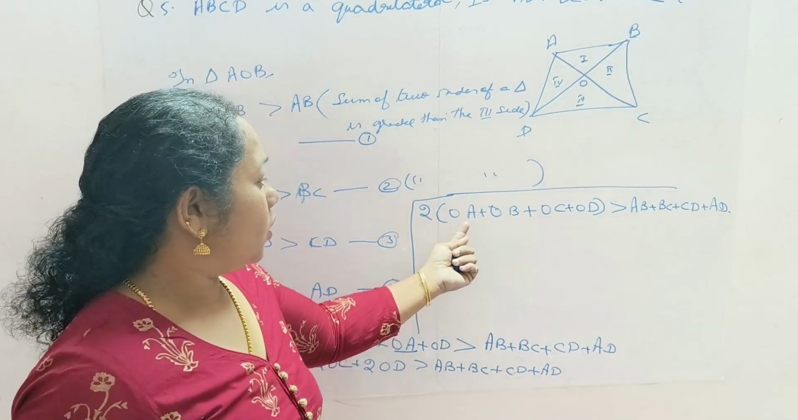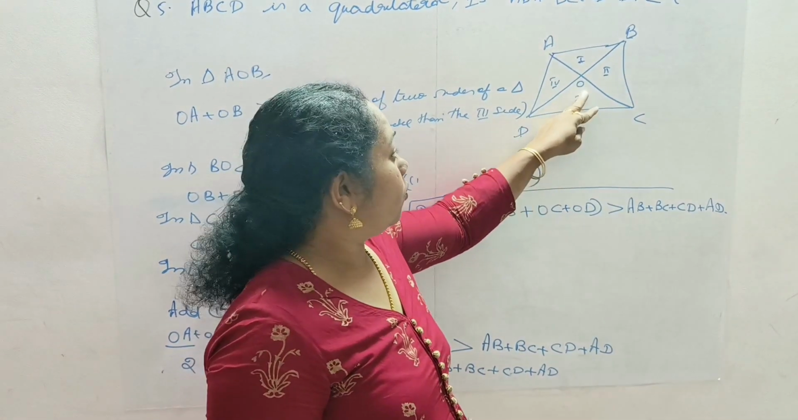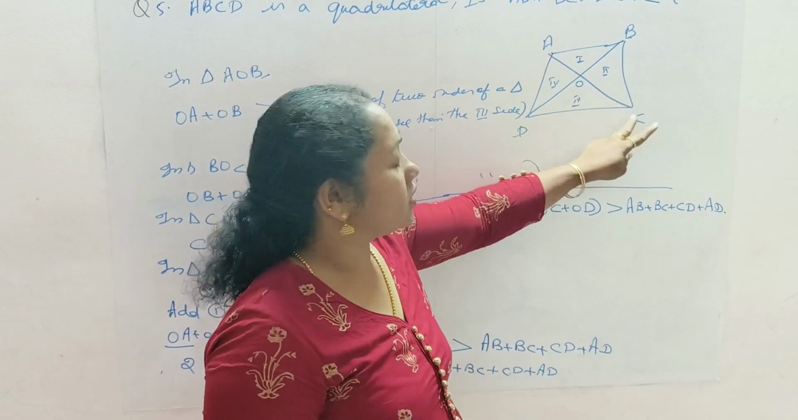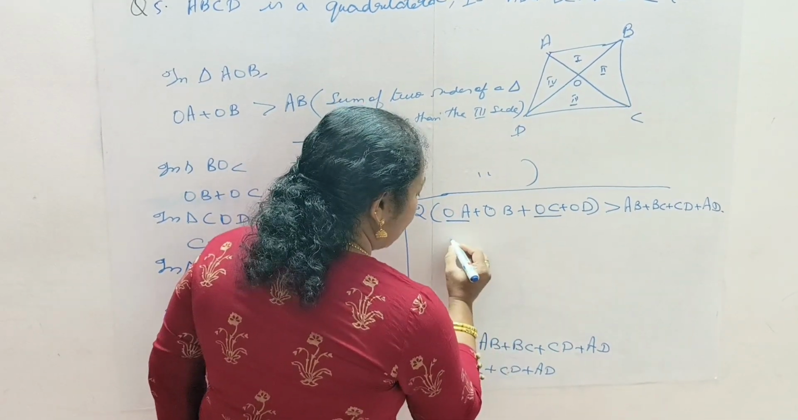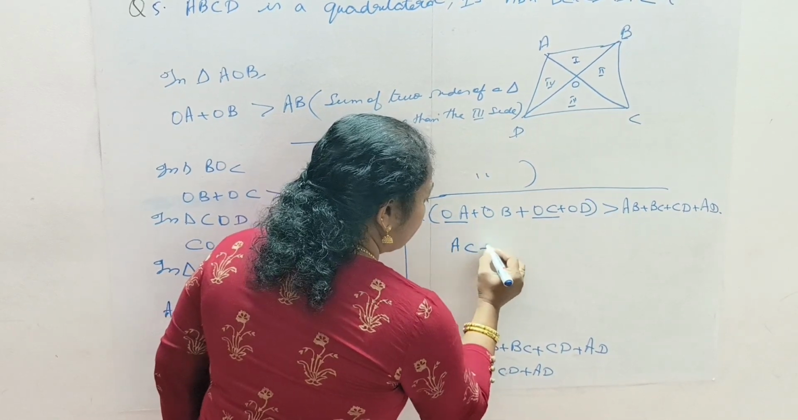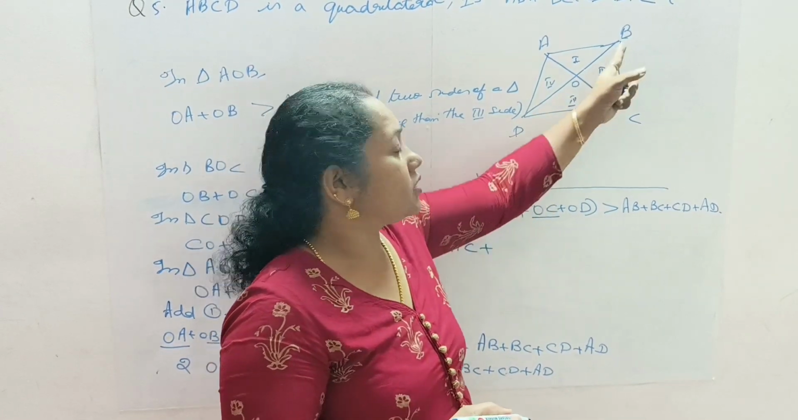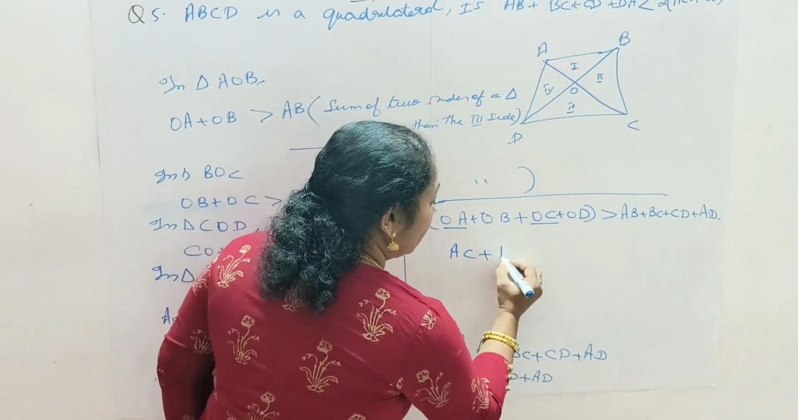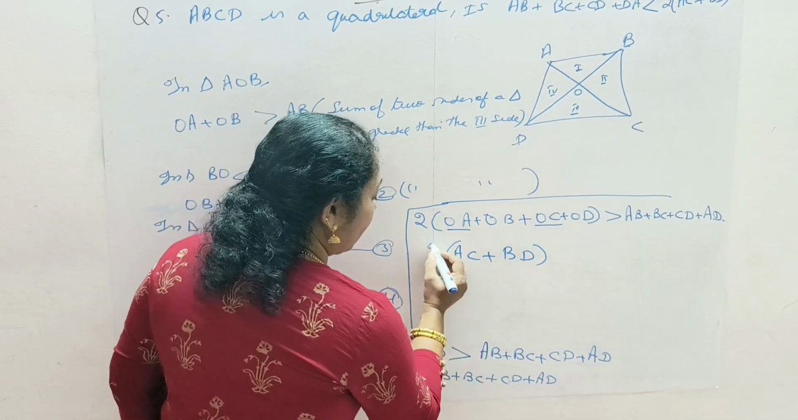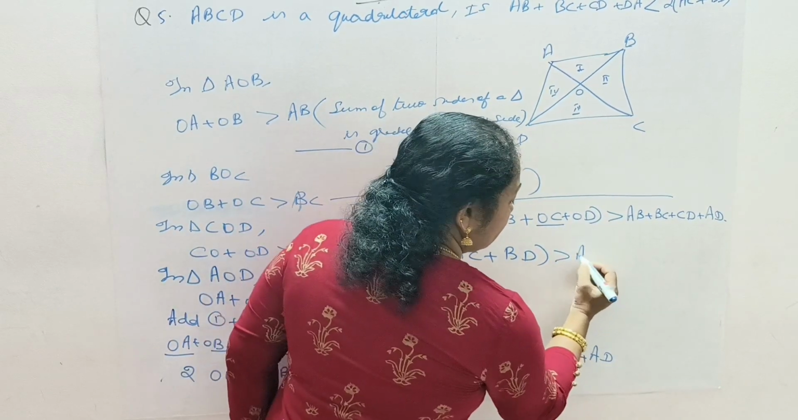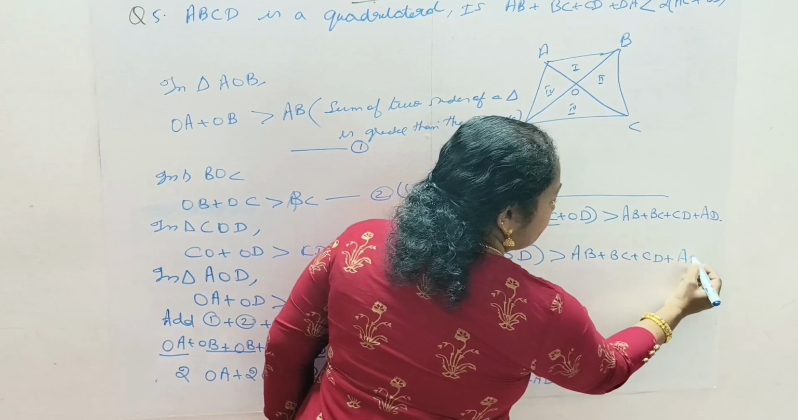Now let us see OA plus OC. What is OA plus OC? OA plus OC, that is AC, right? Plus what is OB plus OD? OB plus OD, that is BD, right? So BD, and 2 is outside the bracket, greater than AB plus BC plus CD plus AD.